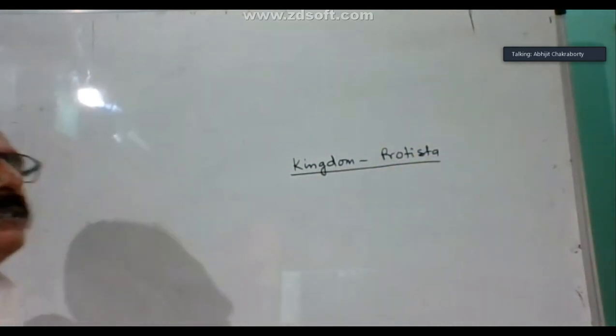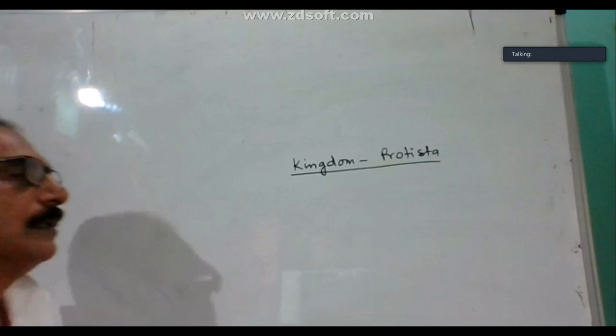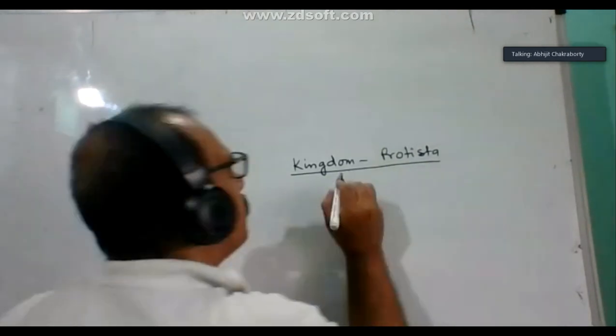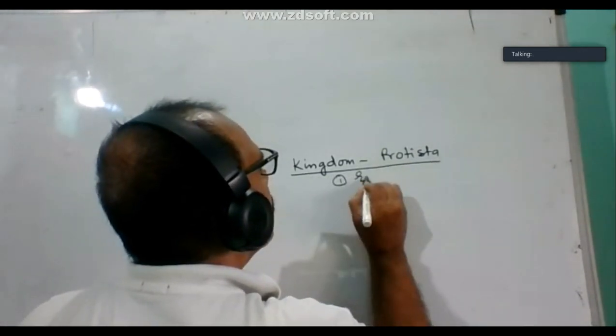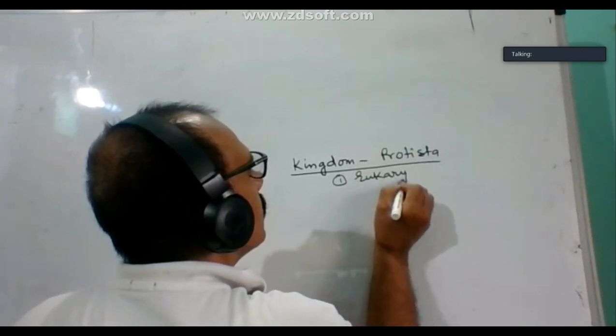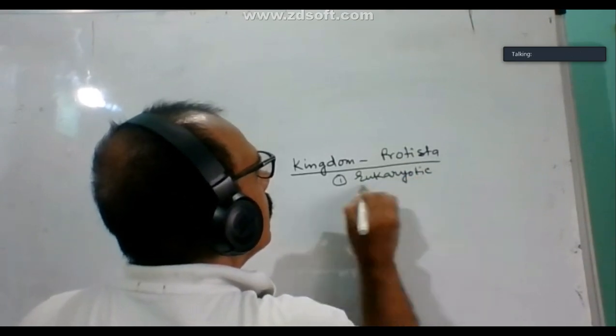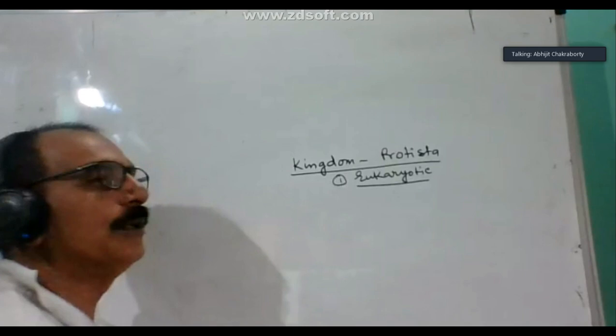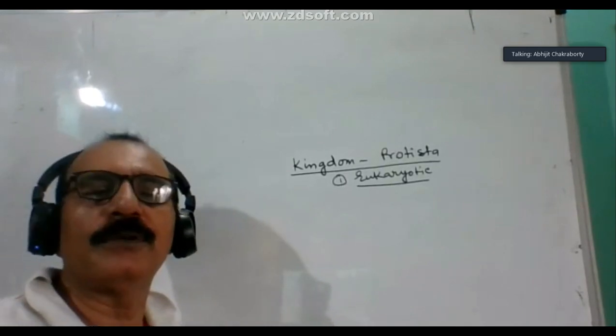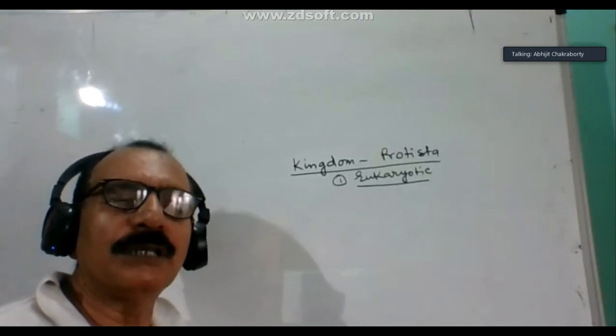Kingdom Protista. So what's the basic thing? Eukaryotic. That means they all are eukaryotic. All the kingdom Monera are prokaryotic. One thing you note it down, please.